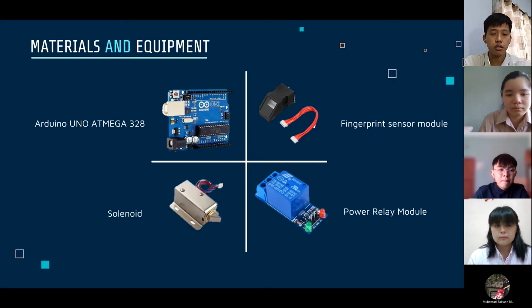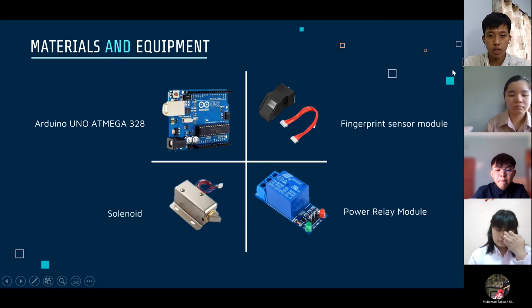The second is the fingerprint sensor module. The fingerprint sensor module is used as a way to verify and identify. It is widely applied to computers, mobile phones, electronic door locks, access control systems, and security safes.